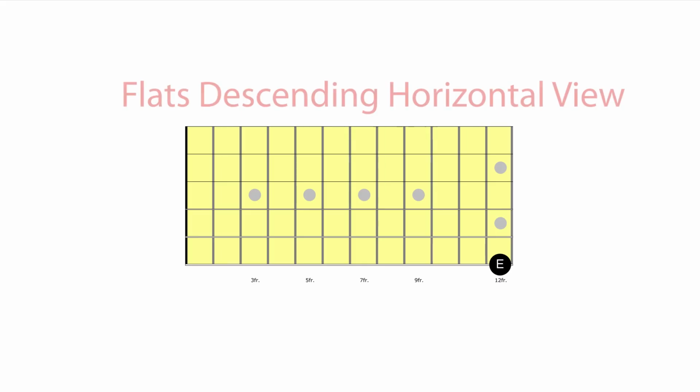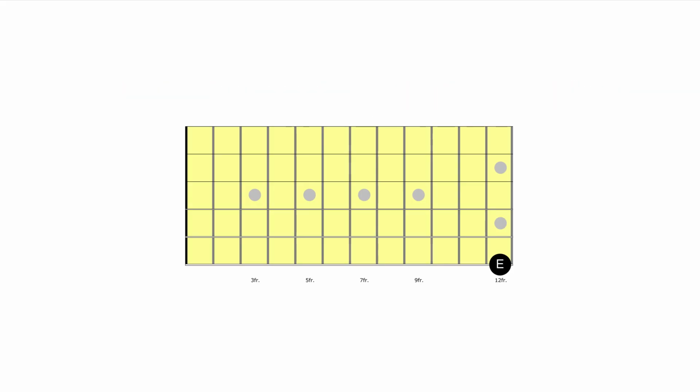Okay, same deal. We're going to come back down the E string, the opposite direction, and going lower in pitch. So we're going to name our flats this time. So up in pitch and sharps, down in pitch, we're naming flats. Starting on the 12th fret again. 12th fret E, down 1/2 step to the 11th fret, we have E flat.